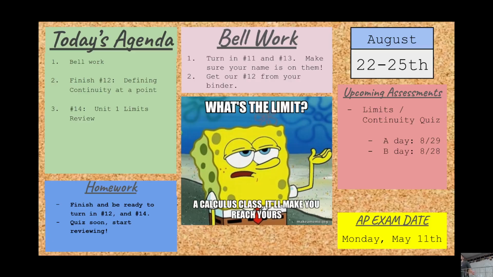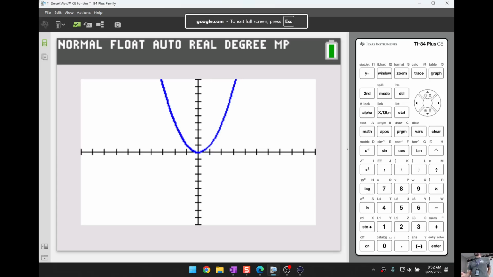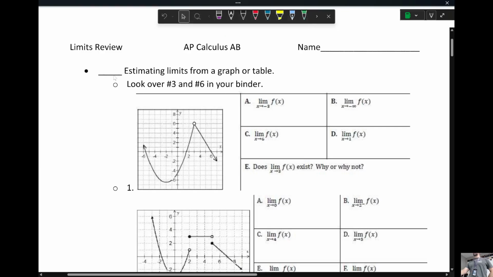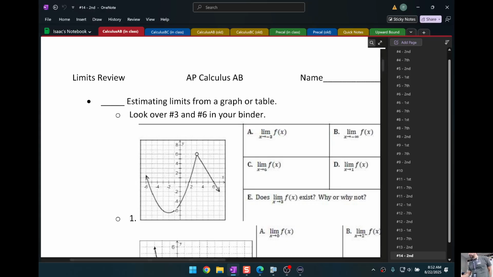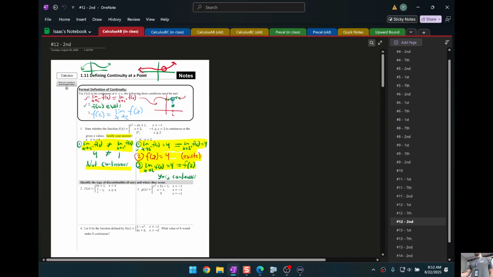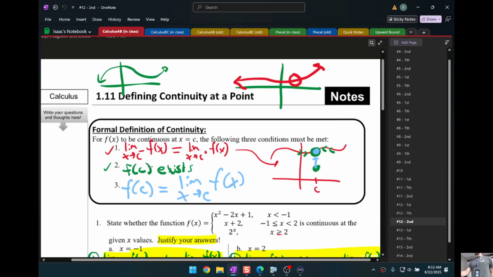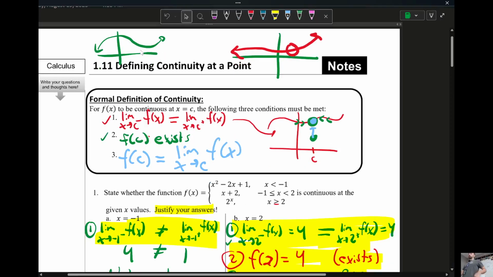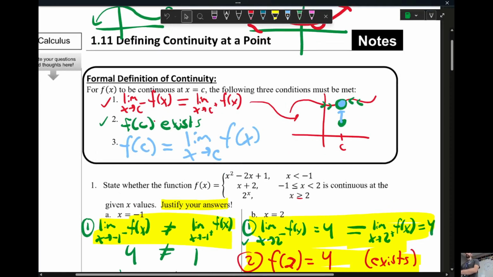Okay. Good deal. Okay, so assignment 12, we started talking about the definition of continuity. So let's spend a second talking about what we've already talked about, and then there's a little bit more notes to that. Okay, so here's our notes from continuity.